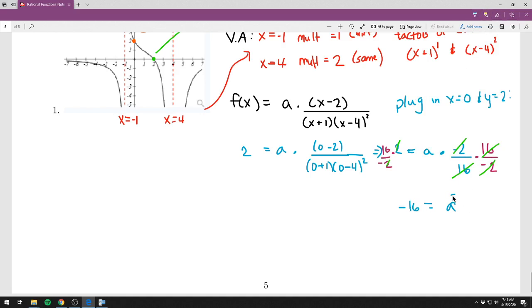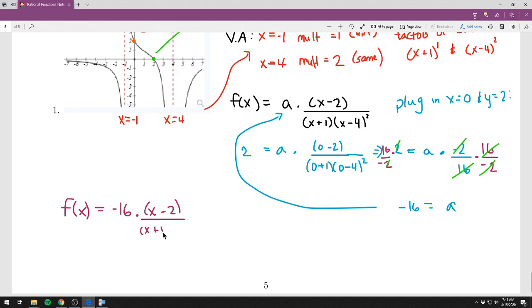And we go ahead, once we figure out our a, like all the others, we plug it in and write that as our final answer. Okay, so I'll write it over here. I've got plenty of room. F of x equals negative 16 times x minus 2 over x plus 1 times x minus 4 squared.